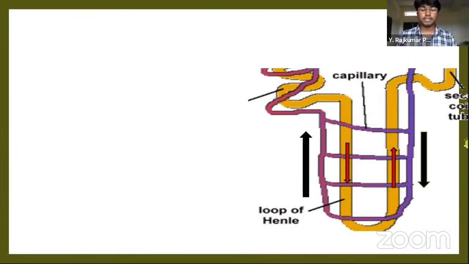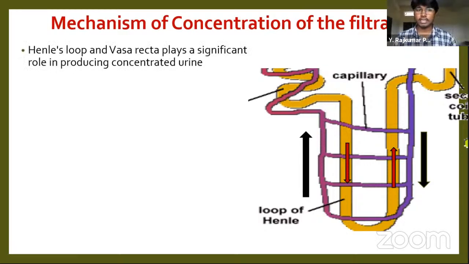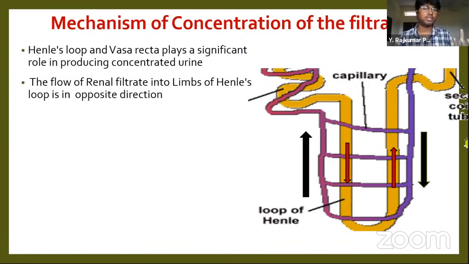Let's see what happens in the mechanism of how the concentration of filtrate gets changed. Loop of Henle and vasa recta play a very significant role in producing the concentration of the urine. What is meant by concentration? First, you must know this. If the solute concentration is more in a solution, it's called a concentrated solution. So an increase of the solute concentration increases the concentration of that solution.